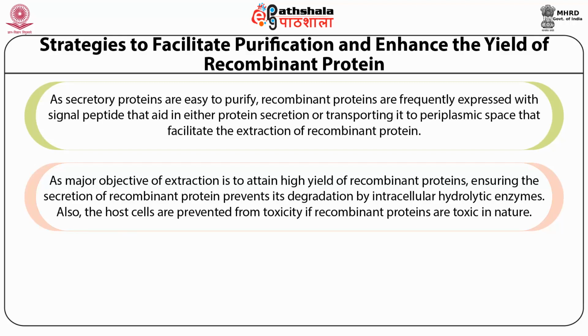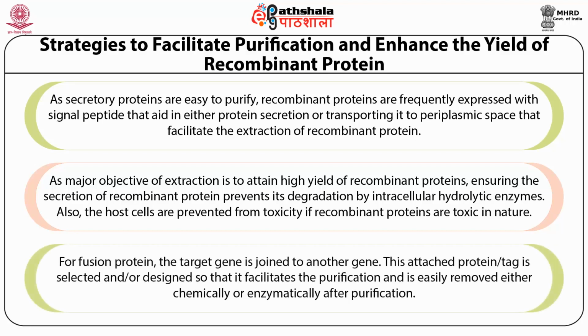Another important method that facilitates the purification is by synthesizing the recombinant protein as fusion proteins. For fusion protein, the target gene is joined to another gene. This attached protein or tag is selected and/or designed in such a way that it facilitates the purification and is easily removed either chemically or enzymatically after the purification.